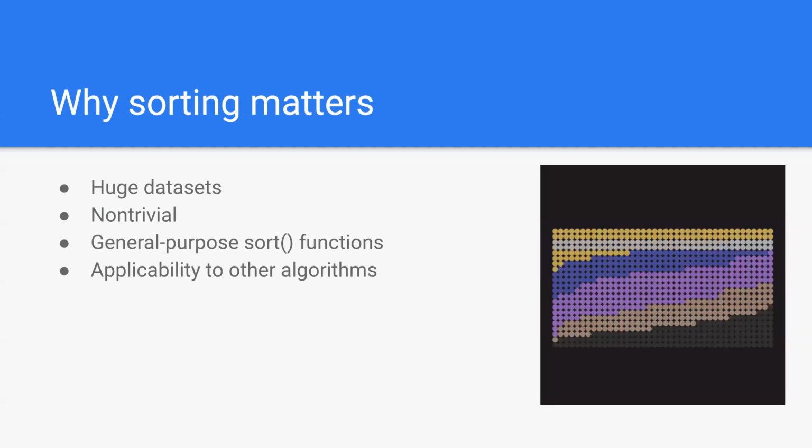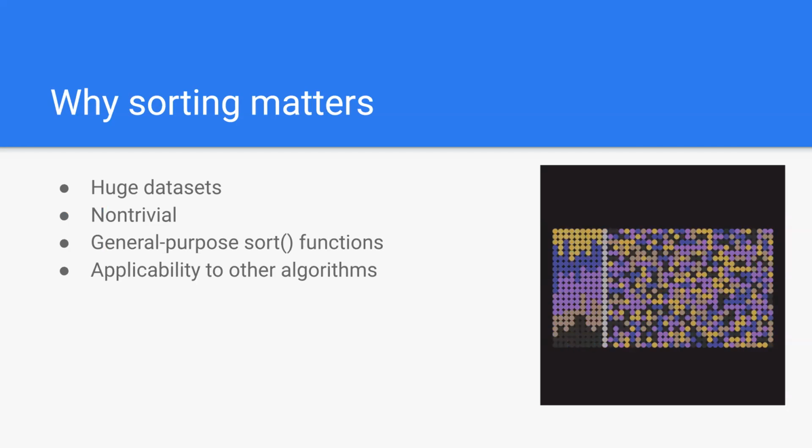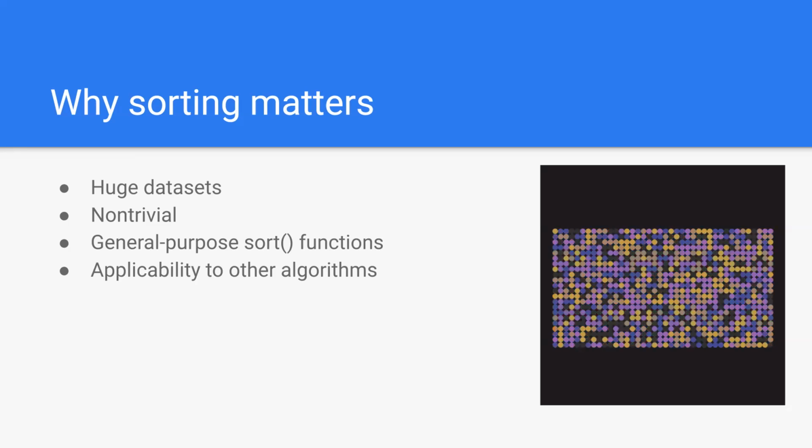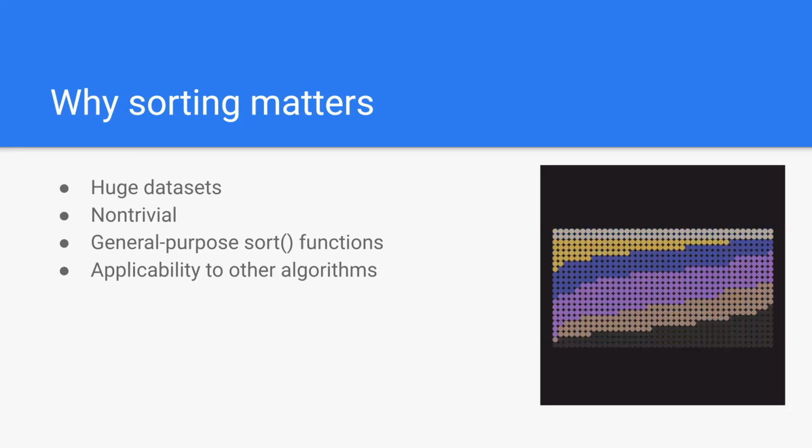Alrighty, so why does sorting matter? Well, first of all, we see it all over industry with huge data sets that need to be sorted, whether it be integers, strings, or just data that is being collected. It's also a non-trivial problem that we see in our everyday world and in computer science in general. And then general purpose sorting functions, right? Whether it be in interview questions or in industry, a lot of problems require sorting, and it's applicable to multiple different algorithms that we see not only in our academic career, but in our work career as well.